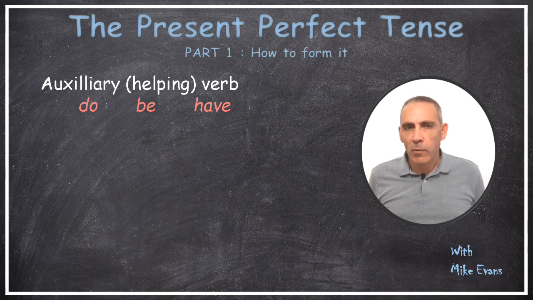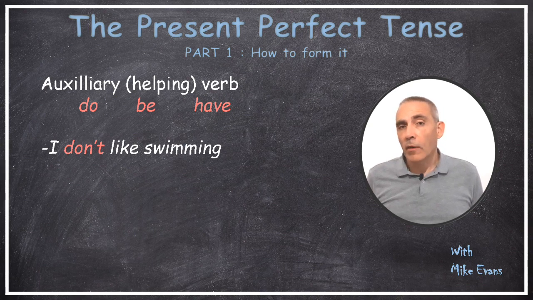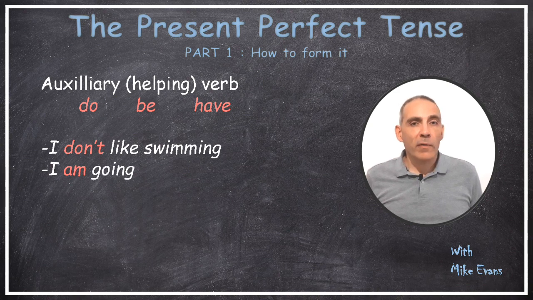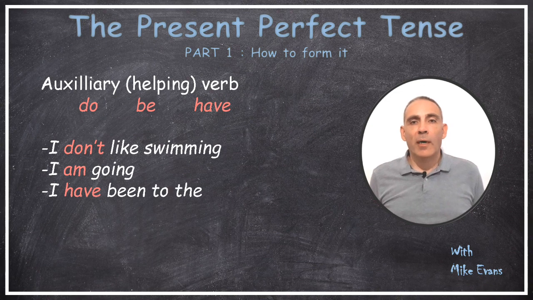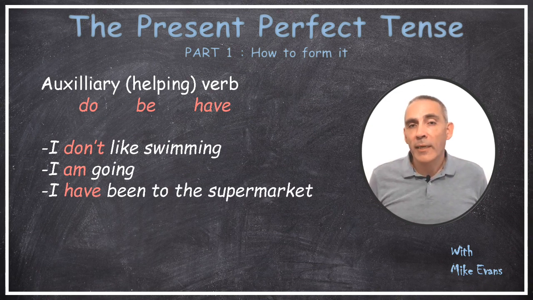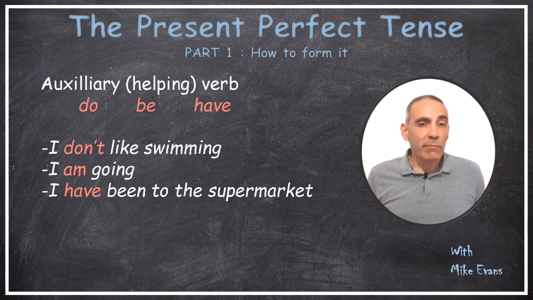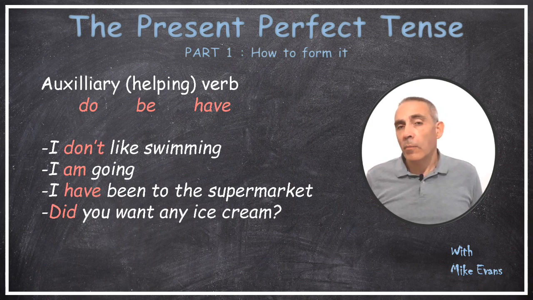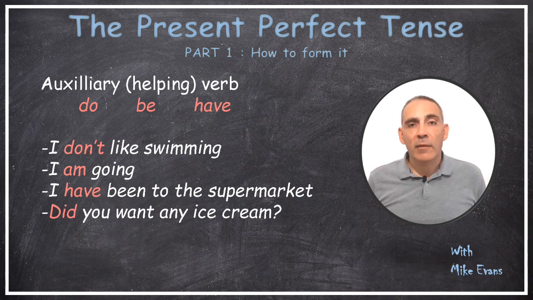So, for example, I don't like swimming. The main verb is swim and the auxiliary verb is don't, or do. I am going. The main verb is go and the auxiliary verb is am, from the verb be. I have been to the supermarket. The main verb is been, from the verb go, and the auxiliary verb is have. Did you want any ice cream? The main verb is want and the auxiliary verb is did, the past tense of the auxiliary verb do.